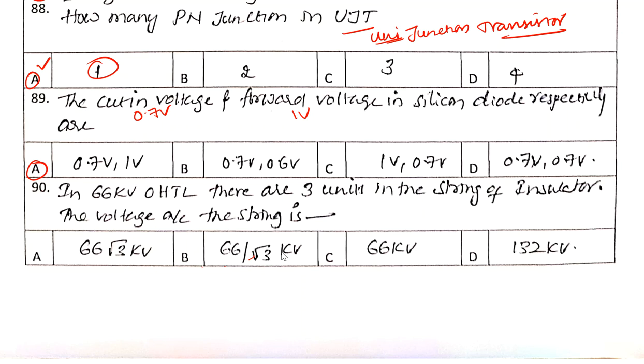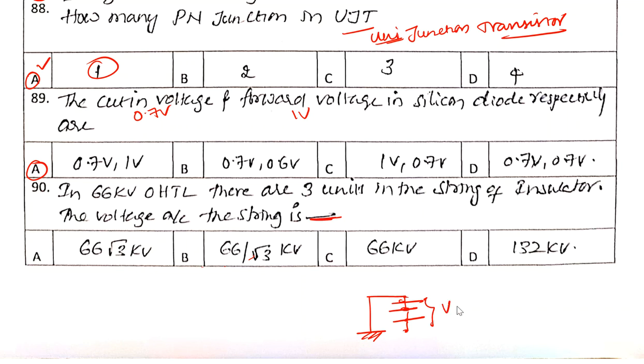Okay, I'm saying. So the next one: in a 66 kV overhead transmission line, there are 3 units in the string of insulators. What is the voltage across the string? They are asking the voltage across the string, the voltage across the disk. If you take here, I will draw this. So this will be a pole here, and like this, the 3 strings are there, going like this.